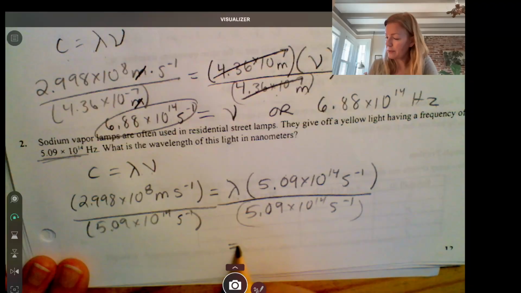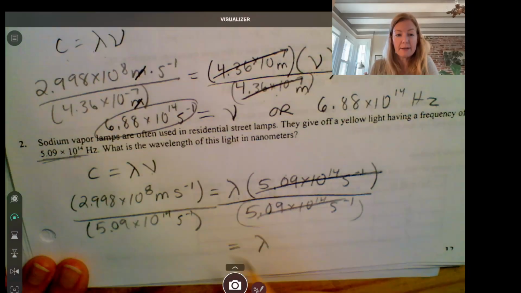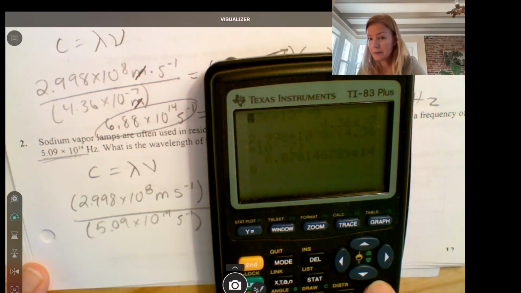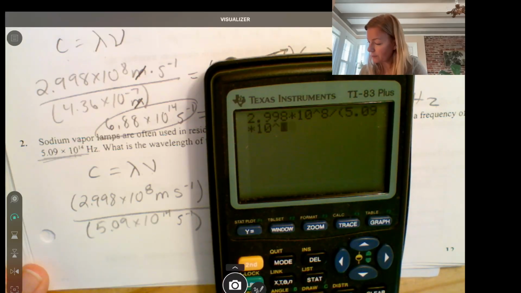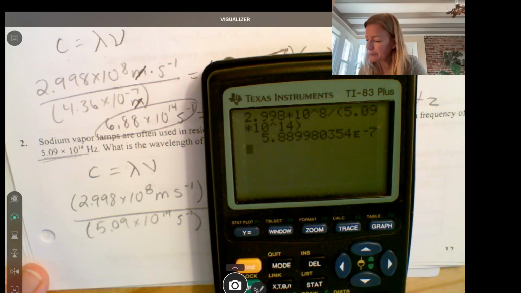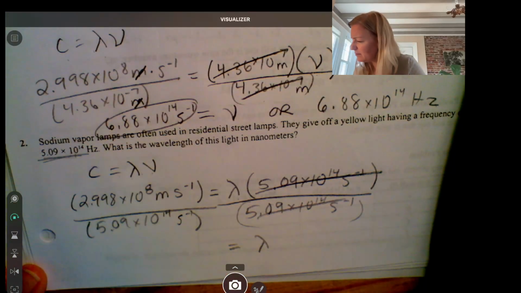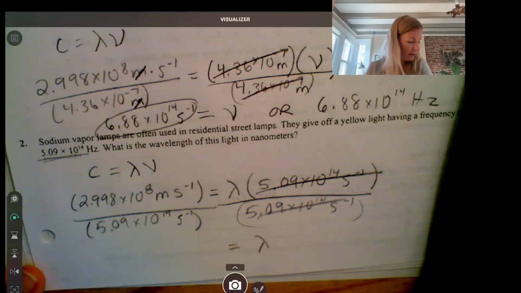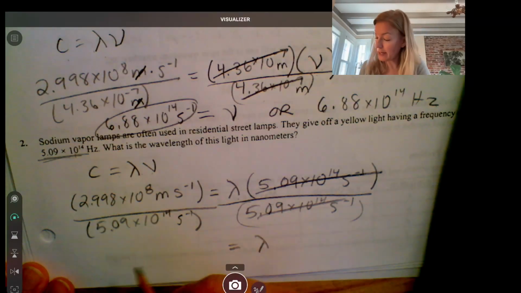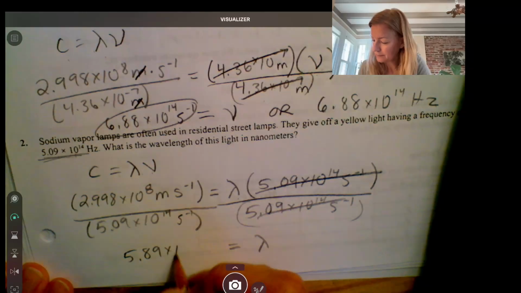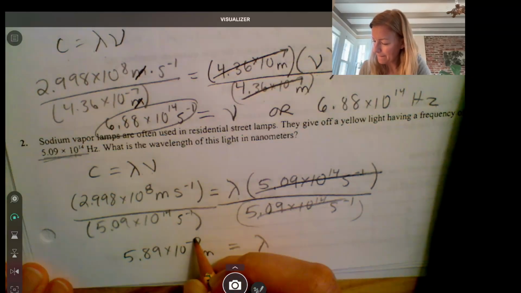Okay, so on this side, we're left with lambda by itself, and type this in your calculator, 2.998 times 10 to the 8th divided by, open parentheses, 5.09 times 10 to the 14th. Close your parentheses. And you get 5.89. We're going to round that to 5.89 times 10 to the -7th. Is that right? 5.89 times 10 to the -7th meters. Yeah, that's right.